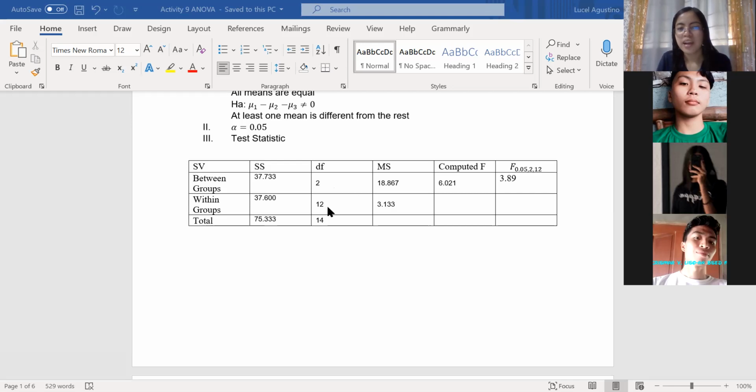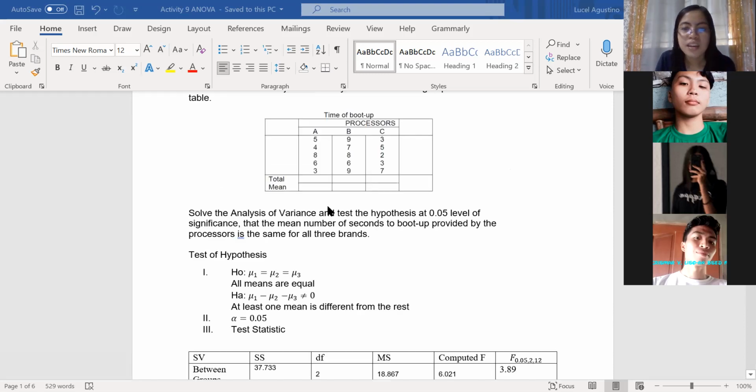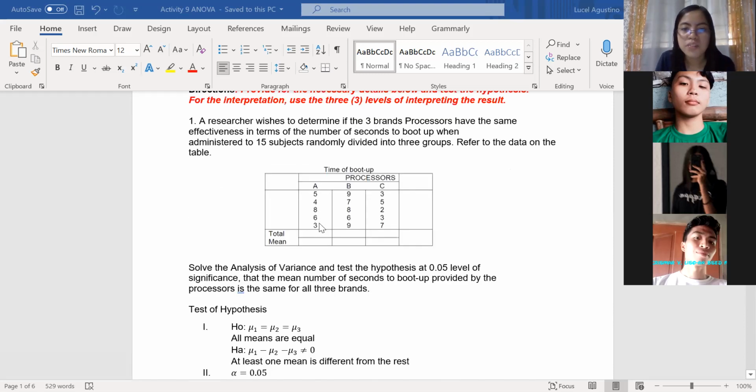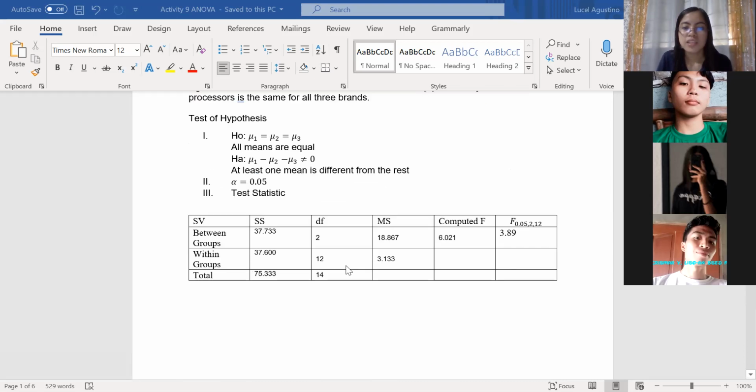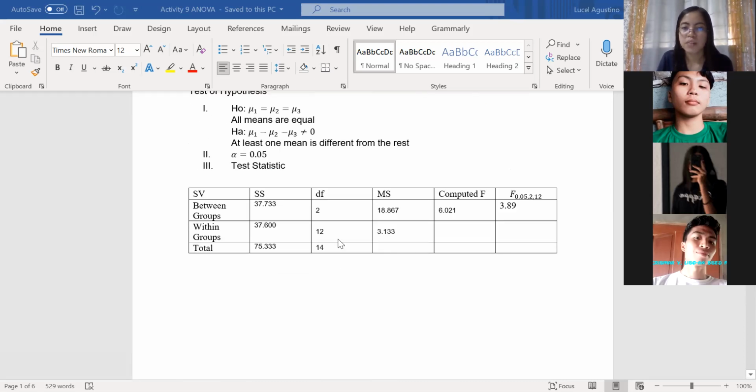And then 3 times n, how many are there? 1, 2, 3, 4, 5, 6. So 15. So 12, we have here 12. So this is the computed F, 18.86 divided by 3, so 6.025.